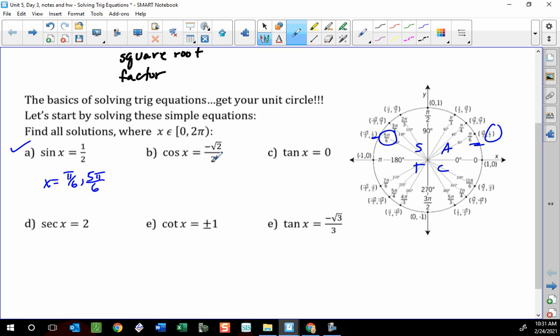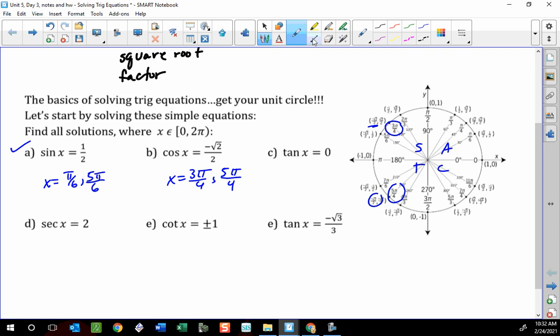All right, cosine is negative radical 2 over 2. I look at that and I'm like, okay, ASTC, it has to be in the second quadrant. So there it is. So 3 pi over 4 is one of my answers. And down here at T, there it is again. The x value is there at 5 pi over 4. So x would be 3 pi over 4 and 5 pi over 4. Now, we could answer in degrees as well, but I'm going to ask you to answer in radians. That's kind of like the normal way.